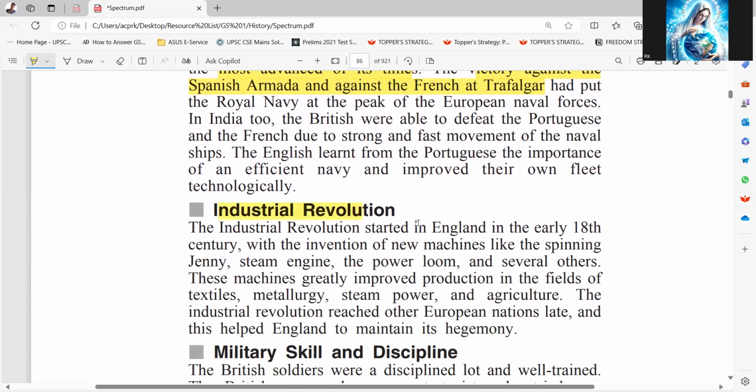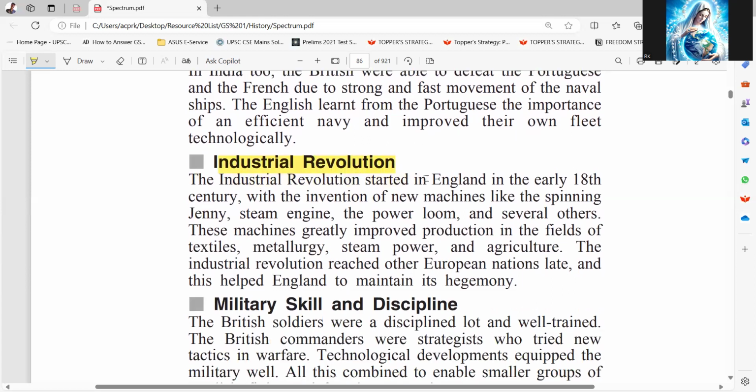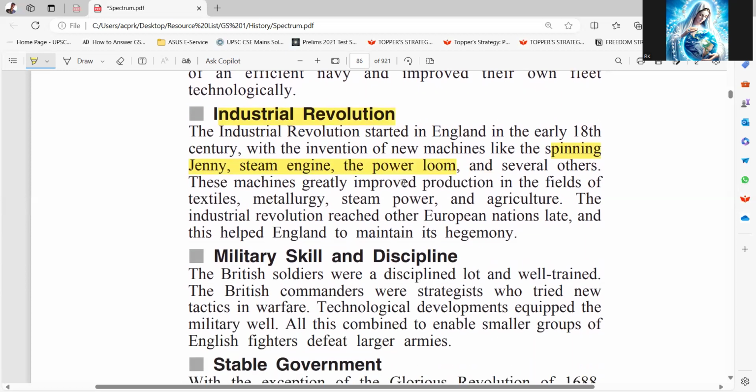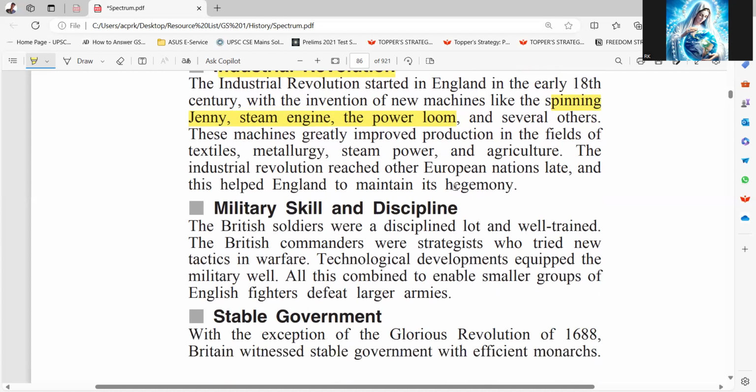Third reason is the industrial revolution. The industrial revolution started in England in the early 18th century with the invention of new machines like the spinning jenny, steam engine, the power loom, and several others. These machines greatly improved production in the fields of textiles, metallurgy, steam power, and agriculture. The industrial revolution reached other European nations late, and this helped England to maintain its hegemony.